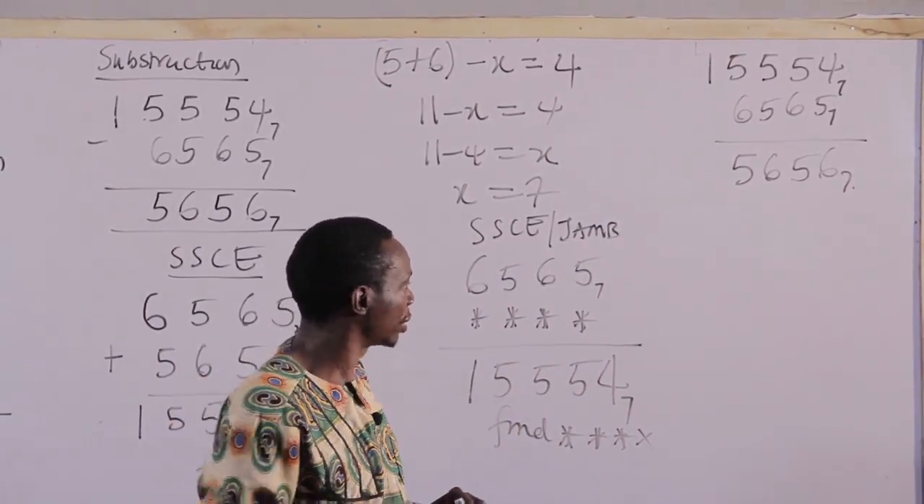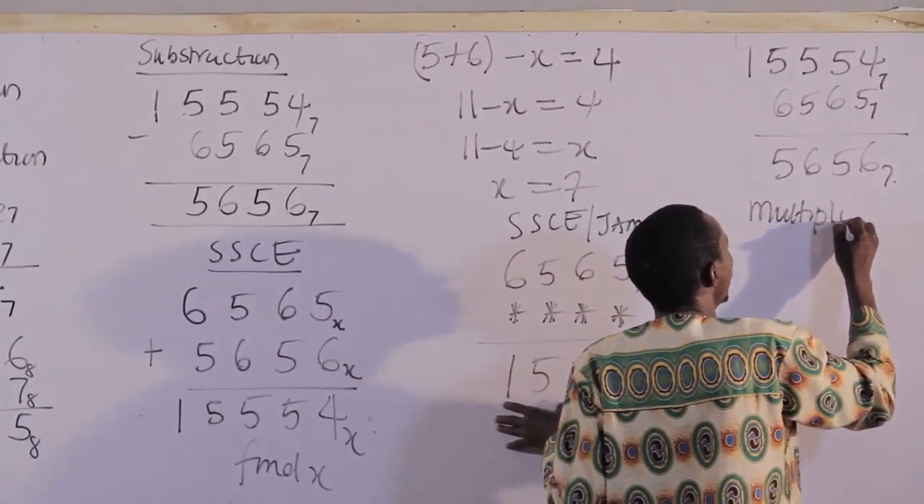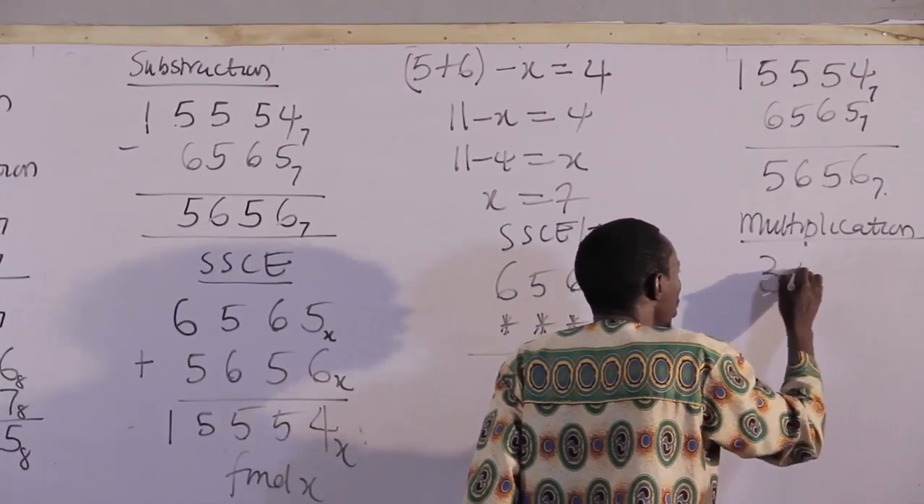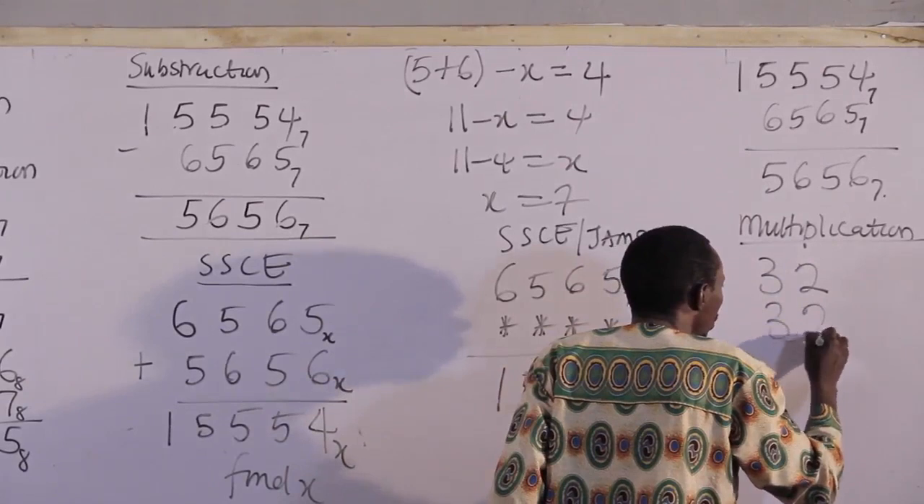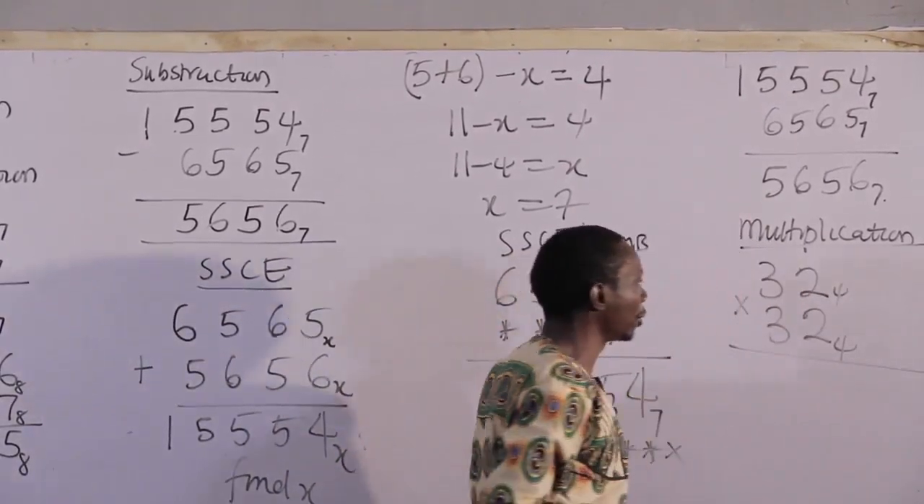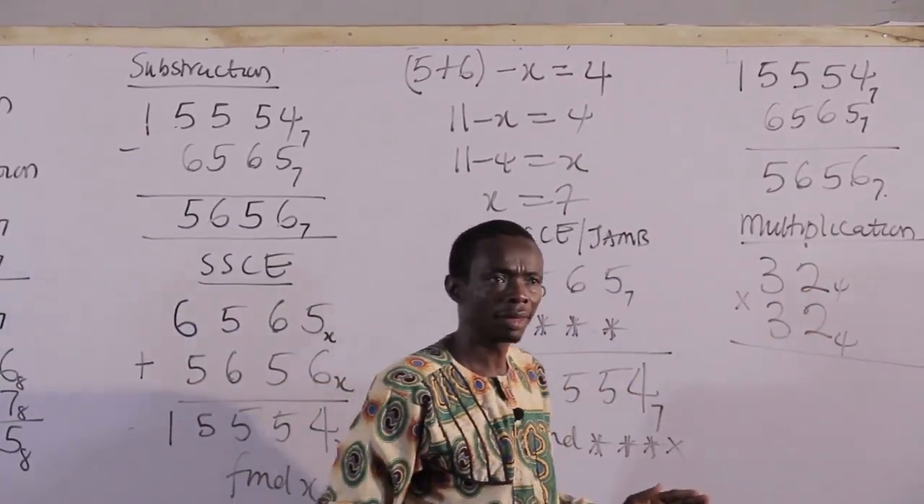Multiplication in base. I want to start with this simple example: 32 in base 4. I want to do my multiplication. I want to multiply 32 base 4 with 32 base 4.